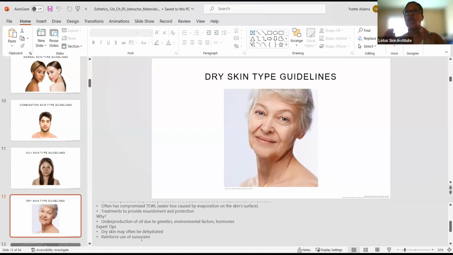So can you have dry skin and dehydrated skin at the same time? Yes, you can. Do we often see it occur together? Yes. Your job is to figure out quickly how to tell the difference between dry skin and dehydrated skin. Do you know what things you can do to tell the difference?